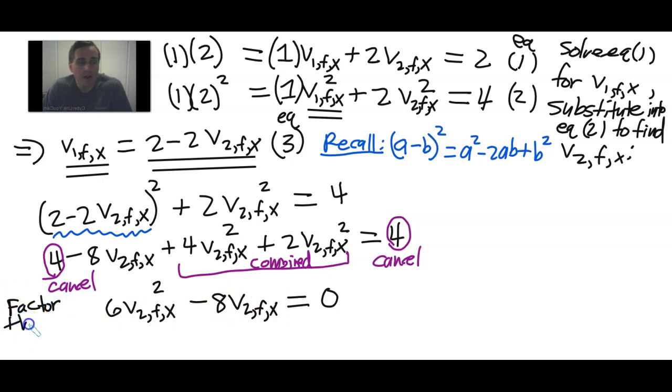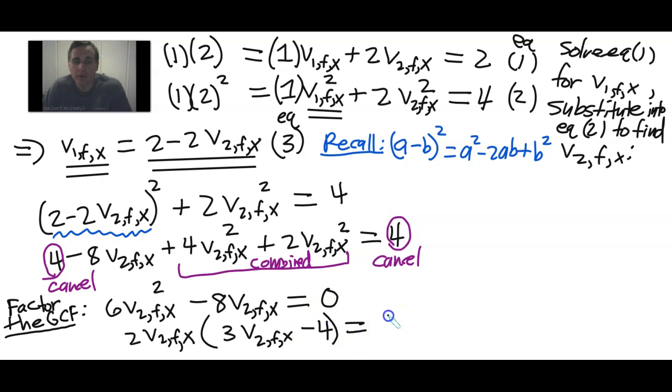GCF, right? The greatest common factor. So I think 2 and v2 final x are both greatest common factor. So that's 2 times v2 final x times the quantity of 3 v2 final x minus 4 equals 0. Okay, so now let's take a close look at this.